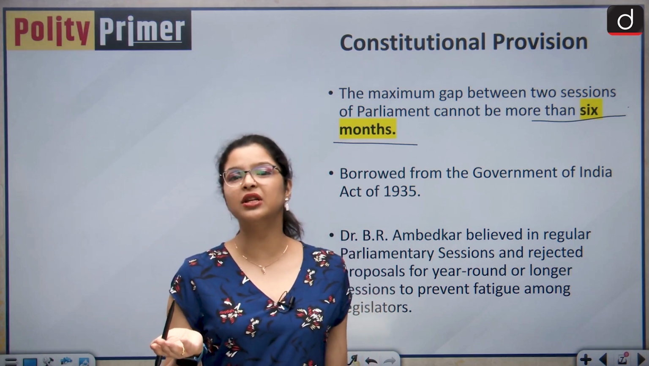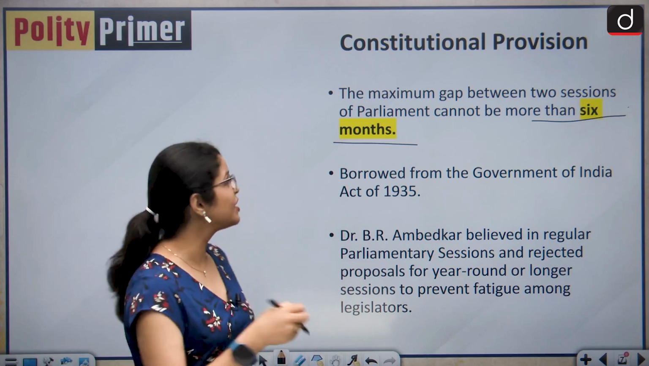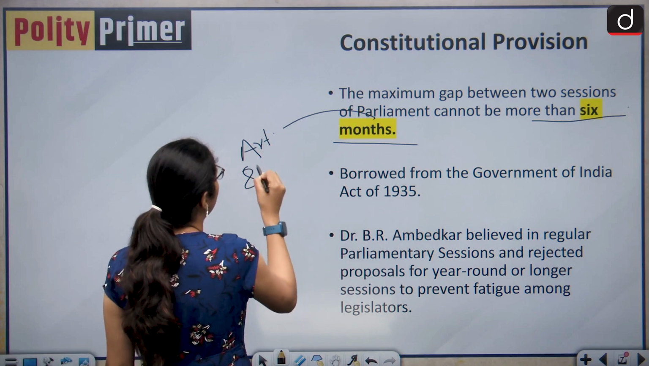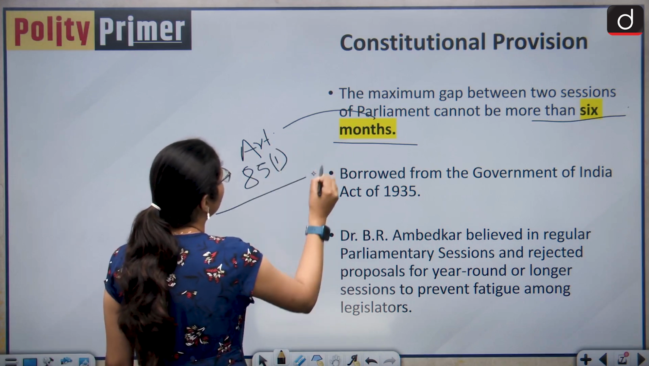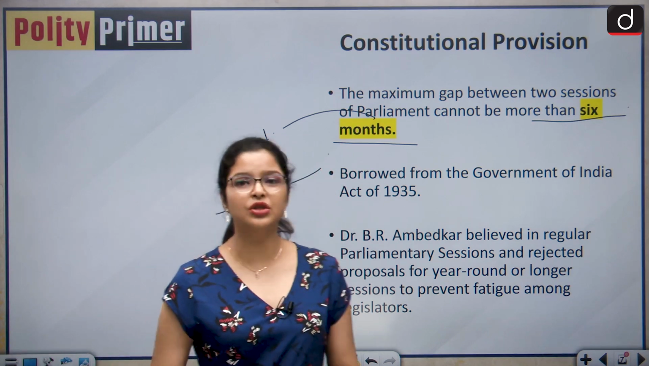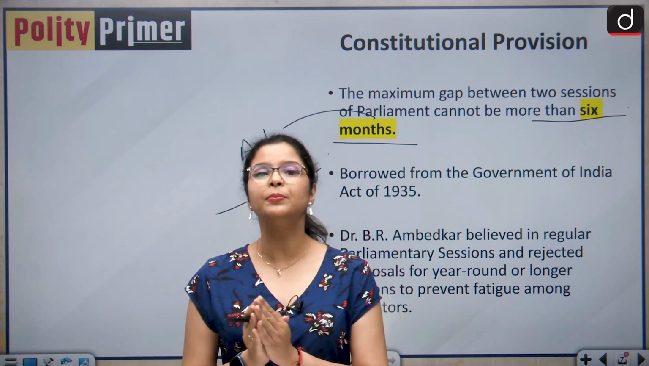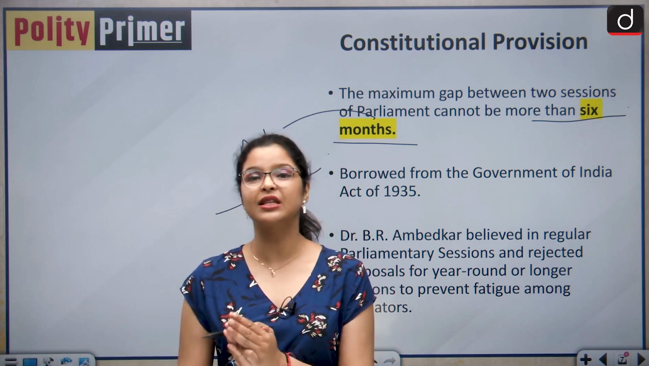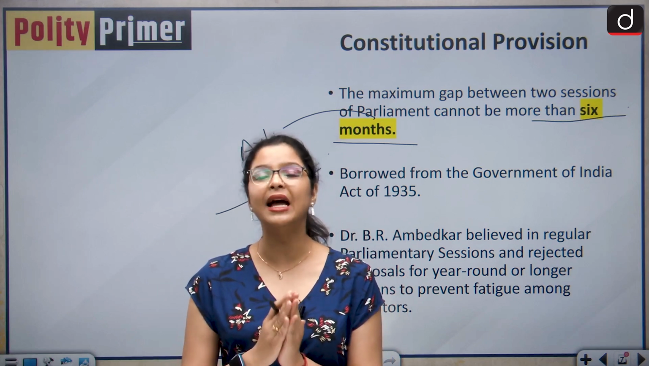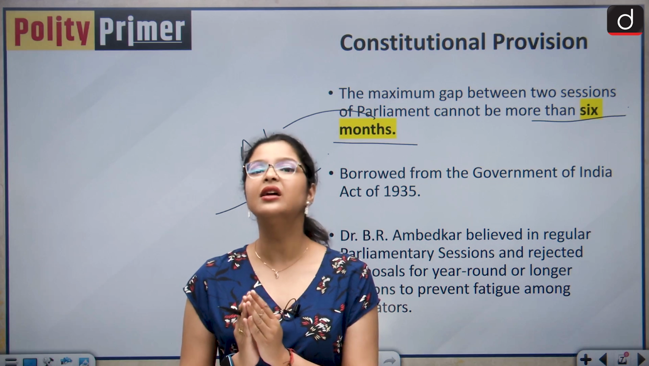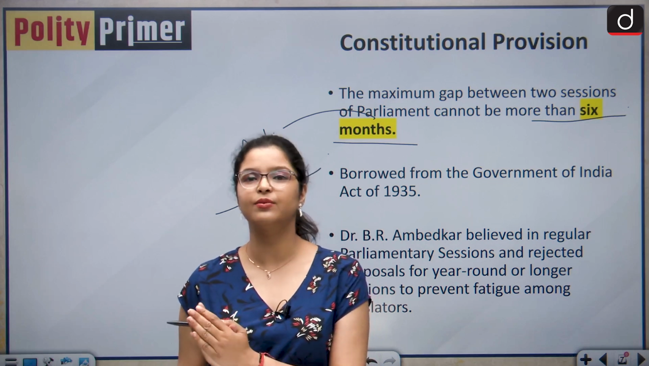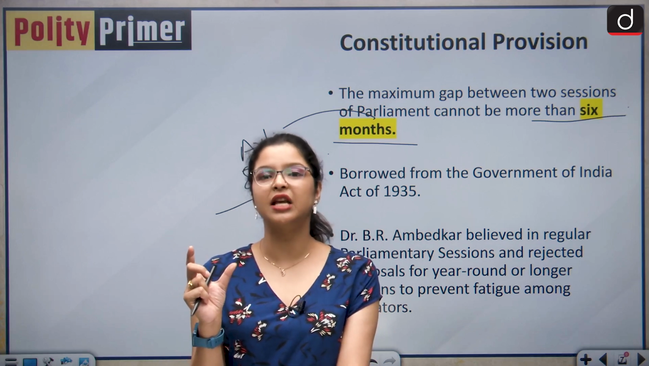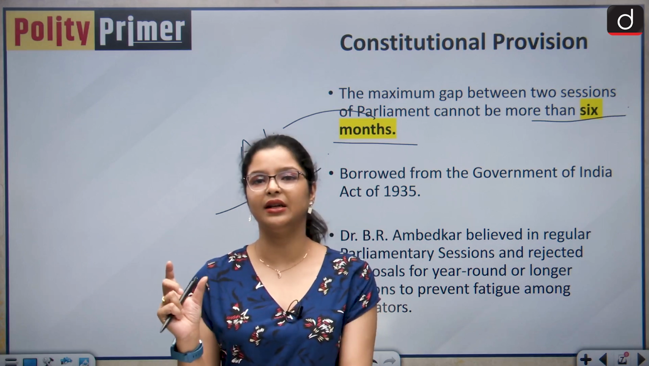And where is it mentioned in our Indian Constitution? It is mentioned in Article 85 Clause 1 of our Indian Constitution. Article 85 Clause 1 of the Indian Constitution talks about that the maximum gap between two parliamentary sessions cannot be more than 6 months. That means the Parliament has to meet, conduct its session after every 6 months. And the duration between two parliamentary sessions is known as the recess period.